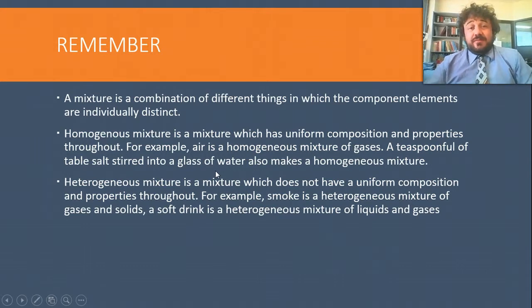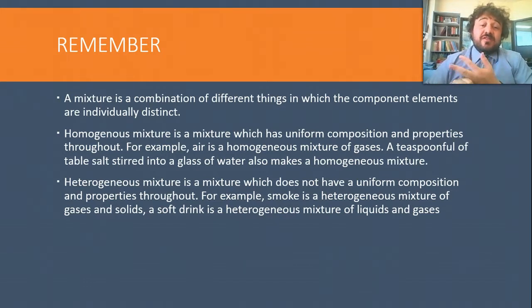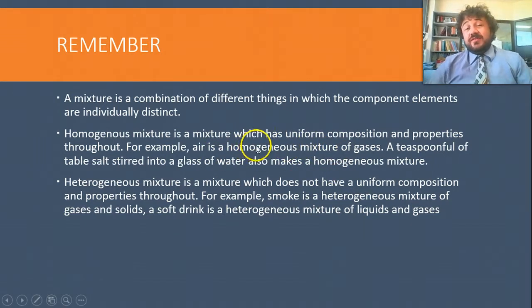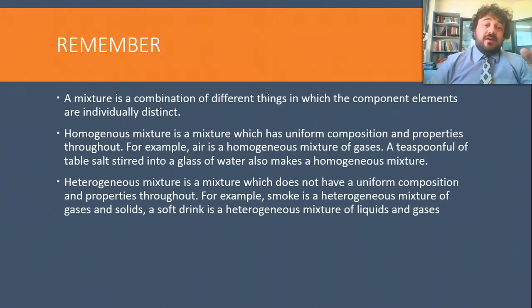Things you need to remember from previous study. One, a mixture is a combination of different things in which the component elements are distinct from each other, they're not joined together. A homogeneous solution or mixture is one that has uniform composition throughout. A good example is air, which is a gas. A heterogeneous mixture is a mixture which doesn't have a uniform composition throughout. For example, smoke. Smoke is different at different parts of a smoke cloud, and that's because it's a mixture of gases and solids. All right.